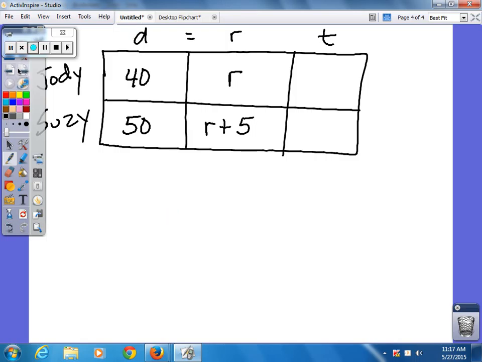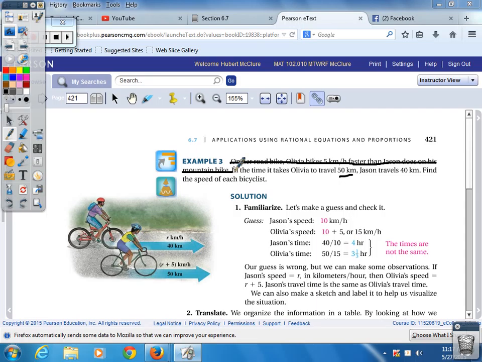Now let's see what else we got. If we got anything else in the formula, let's see, in the time. So that goes out. You don't need that anymore. Find the speed of each cyclist, a bicyclist, or whatever.